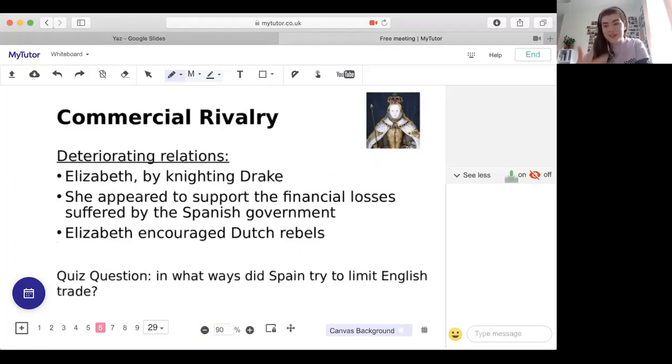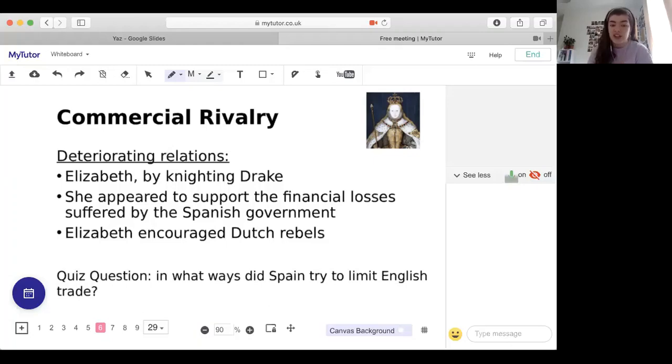So this leads to deteriorating relations. Elizabeth, by knighting Drake, by making him a sir, demonstrated her hostility towards Spain's commercial interests in Europe and in the New World. Her actions showed her support for the financial losses suffered by the Spanish government as a result of English privateering, so she's actively supporting them.